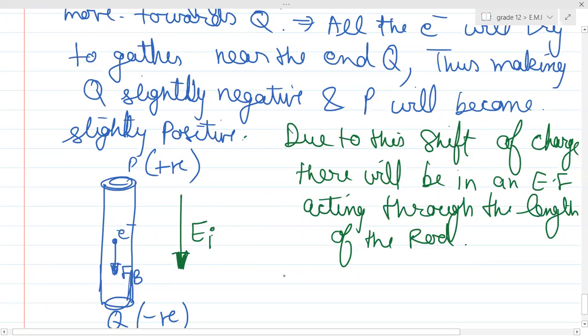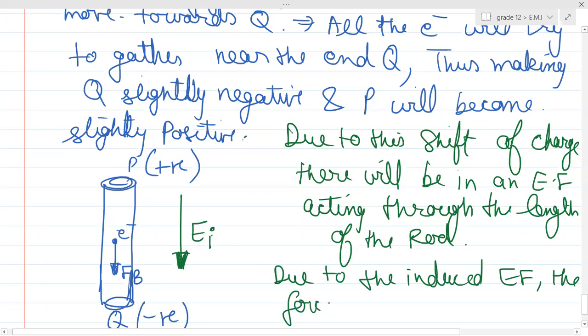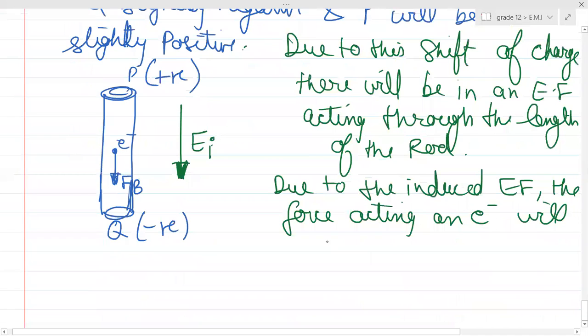Now due to this induced electric field, what is the direction of force? The force acting on the electrons will be Fe, which will be equal to e into Ei, and the direction of this force will be, always remember, from Q to P. Why? Because we know electron is a negative charge, and on a negative charge the force acts in the direction opposite to the electric field, right?